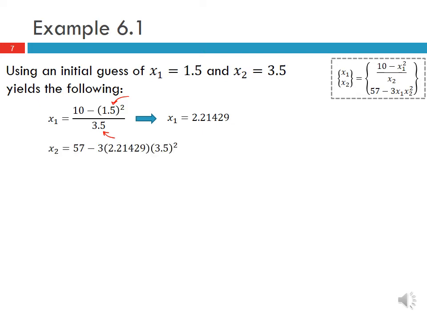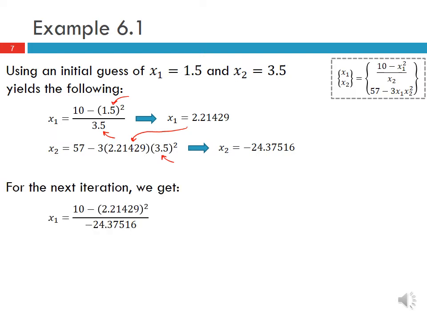We do the same for x2. So we plug in the values that we know. So the equation was 57 minus 3x1 times x2 squared. So we've already calculated our x1, so we can use our current value in estimating x2. And then we have not updated our x2 yet, so we'll use our previous one, which was 3.5. So this gives us our next estimate for x2 as negative 24.37516.